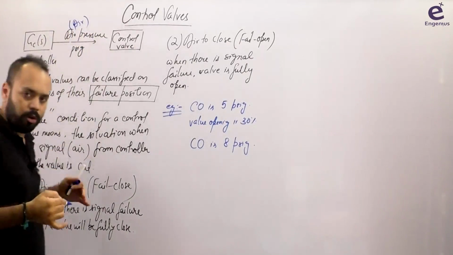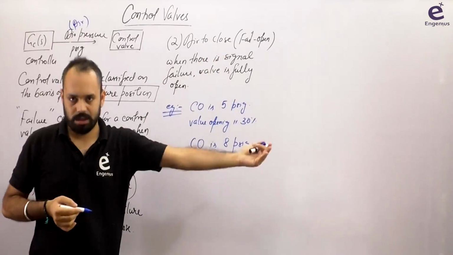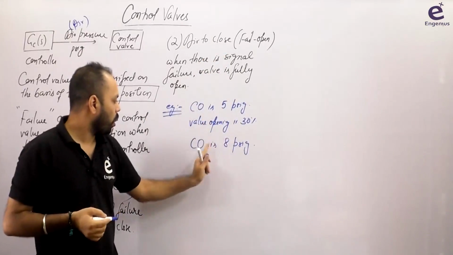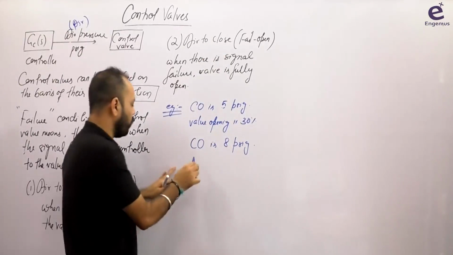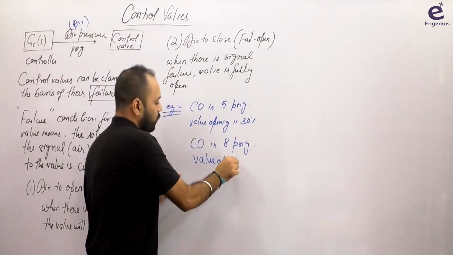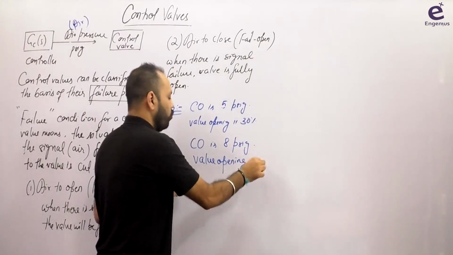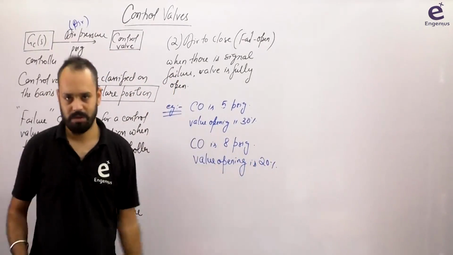More air from the controller, right? Close, more closing. More air from the controller, more closing. So opening will be less. Valve, अब आपको closing के terms में याद रखना है या opening के terms में, वो आप देख लो. 20%. Just a random example, it will be less than 30%.